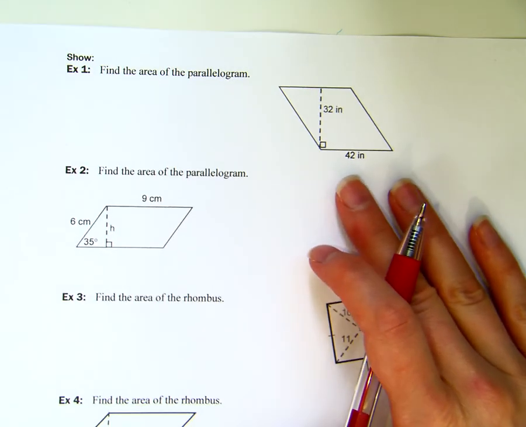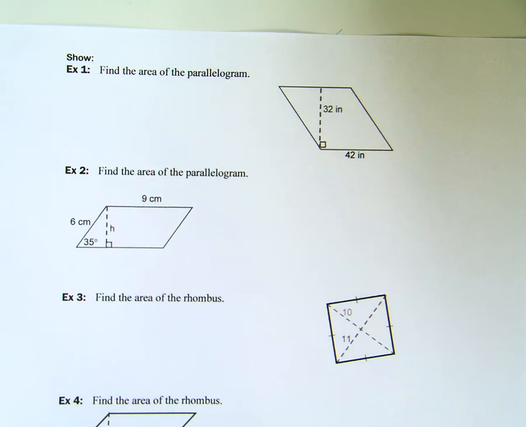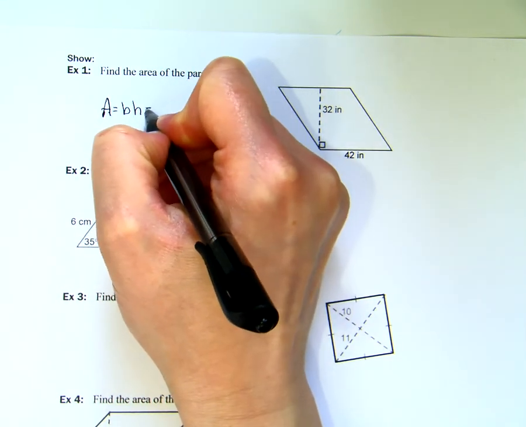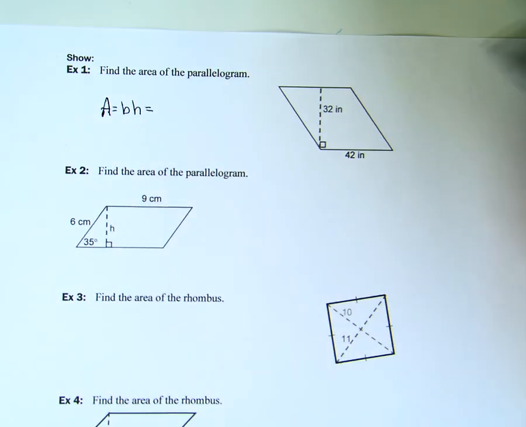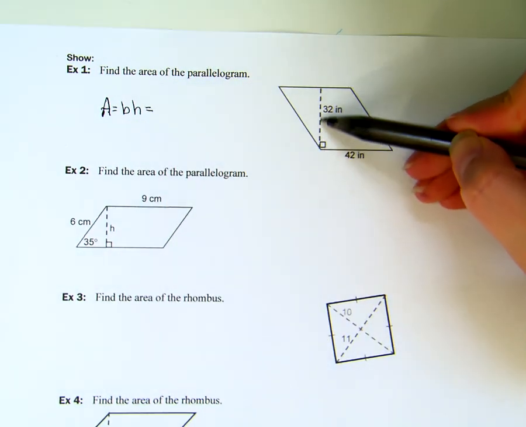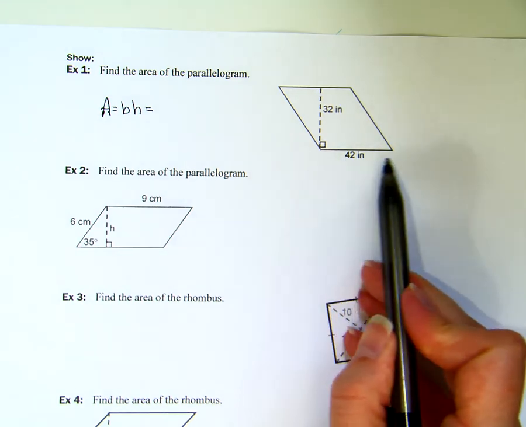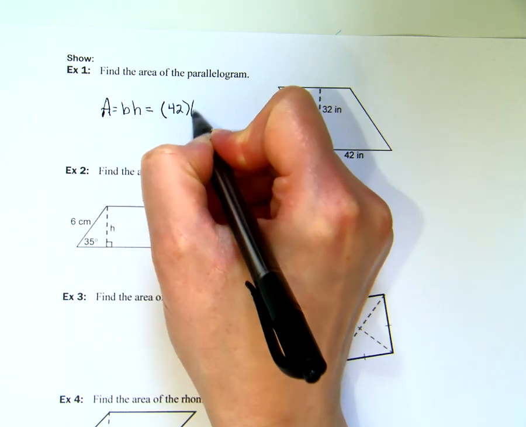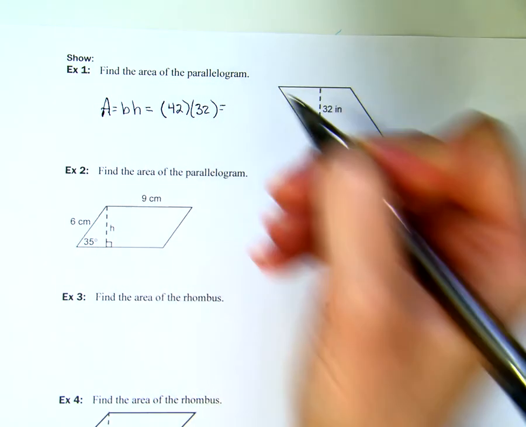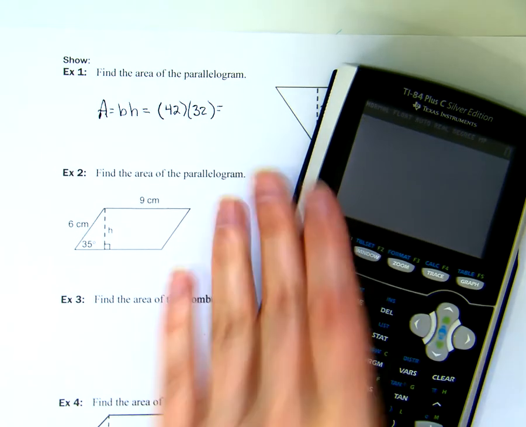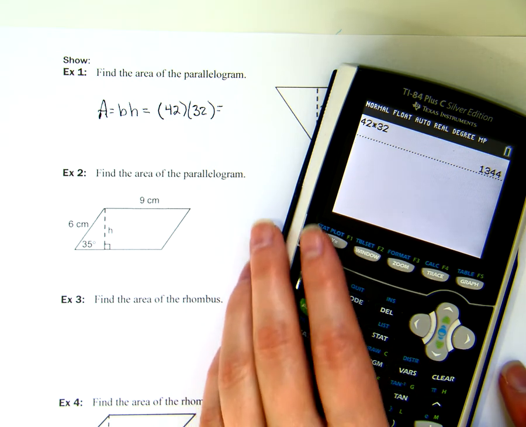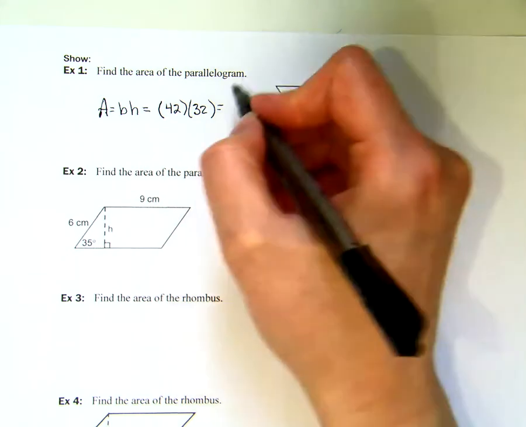Example 1 tells us we have a parallelogram. Recall that our area for a parallelogram is just base times height, where the base and height are perpendicular segments. So our height here is 32, and our base is 42. Let's plug those values in: 42 times 32. We can use our calculator and get a value. It looks like the area of this particular parallelogram is 1,344 square inches.